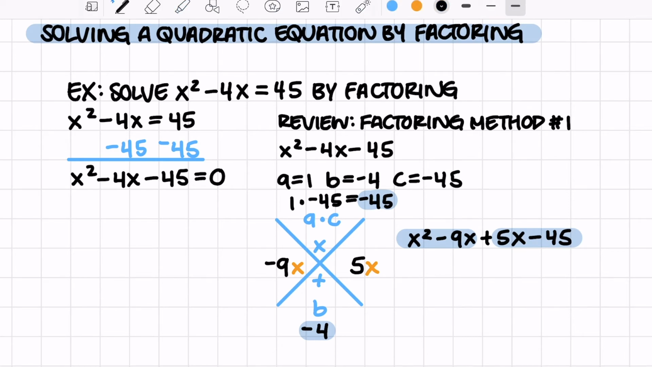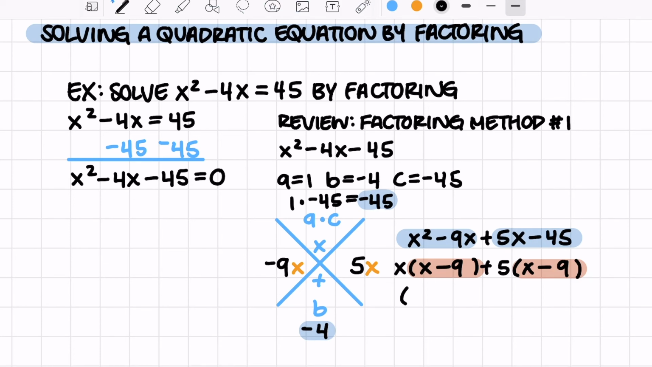For the first one, I'll take out an x value since they both seem to have an x. If I take out an x value, I'm left with x minus 9. From the other terms, I can take out a 5. If I divide it by 5, I get x minus 9. My goal here is to make sure that I get the same set of numbers in parentheses. If I have x minus 9 and x minus 9 in both of them, then I know that I did my factoring correctly.